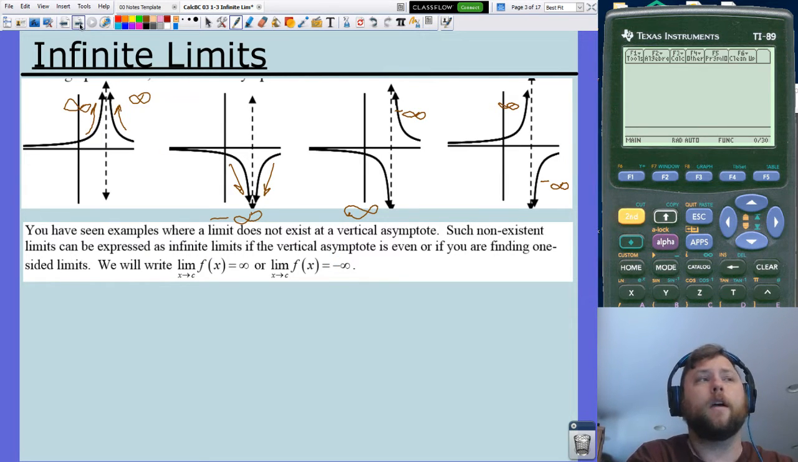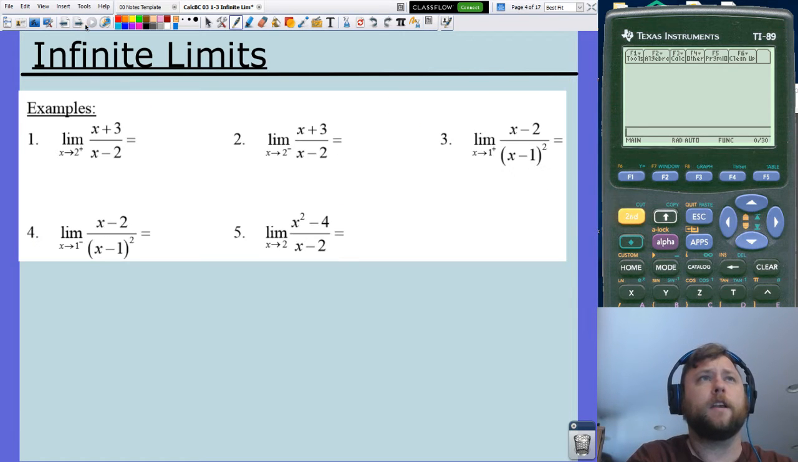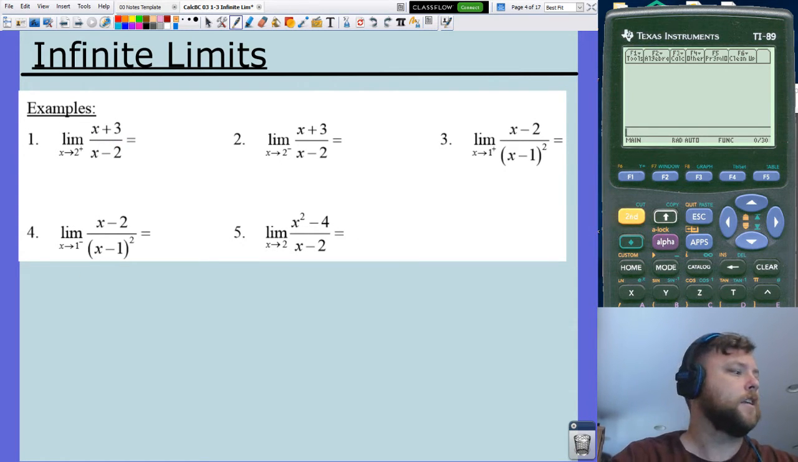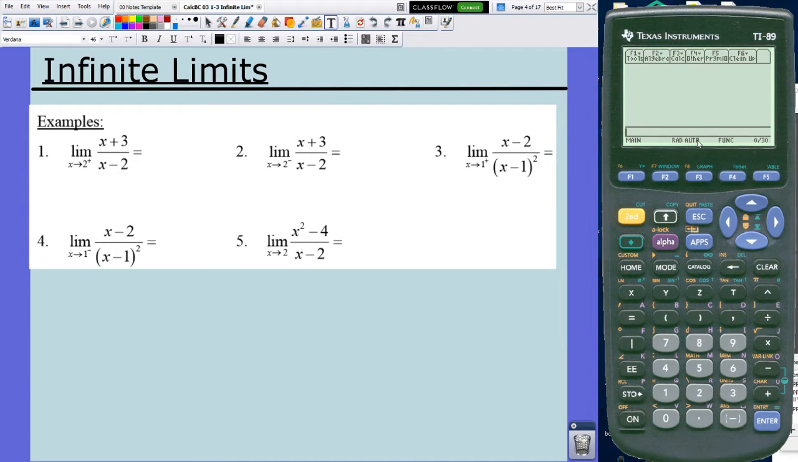Now, how do you actually figure out if it's positive or negative infinity? Let's say you get an example like this, and you don't have a picture of the graph. Well, let's see what a picture of that graph looks like. Look at this calculator right here. I'm going to go to my graphs, and I've already typed in the top one, x plus 3 over x minus 2. So let's see what the graph looks like.